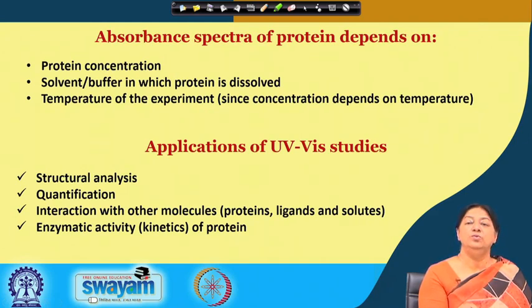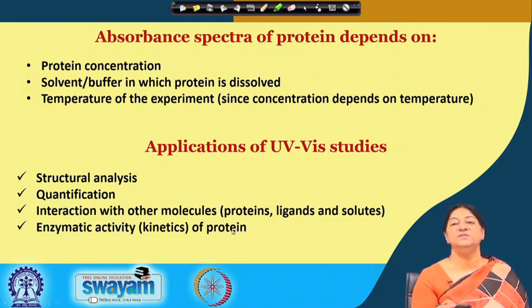What do we do for applications of UV visible studies? We use it for structural analysis, for quantification, for interaction with other molecules. If it so happens that we have a specific interaction of what is called a ligand with the protein, and it changes the structural aspects of the protein, then if this affects the aromatic amino acid residues, there is going to be a change in the spectrum of the protein.